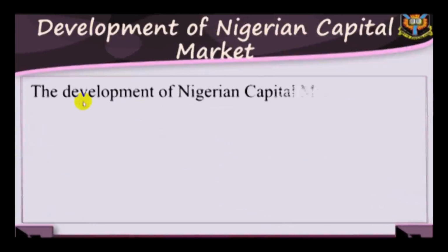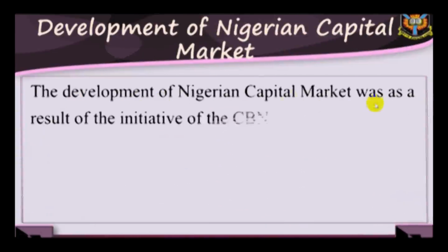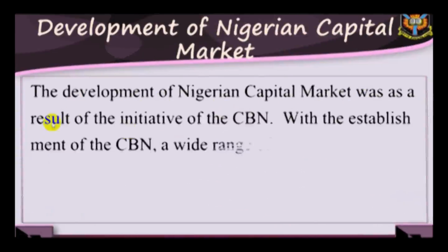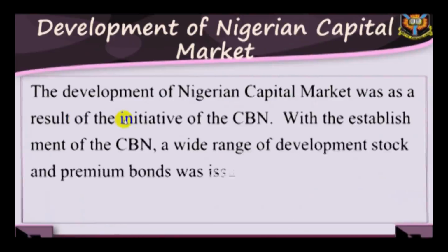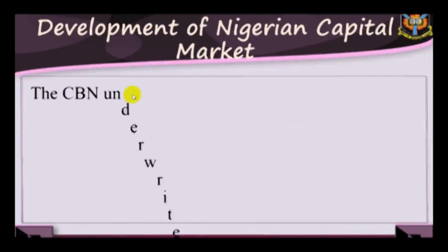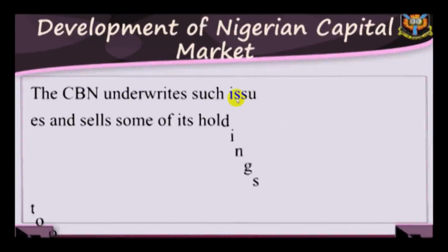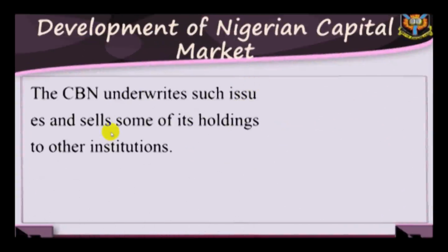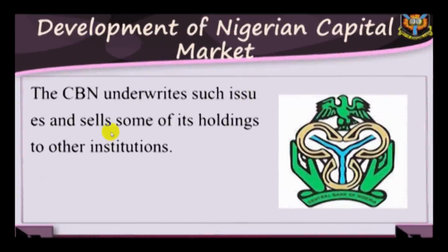Development of Nigerian capital market. The development of Nigerian capital market was as a result of the initiative of the Central Bank of Nigeria. With the establishment of the Central Bank of Nigeria, a wide range of development stocks and premium bonds were issued. The CBN underwrites such issues and sells some of its holdings to other institutions.